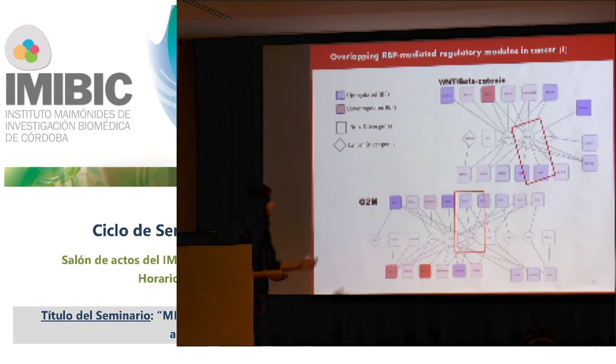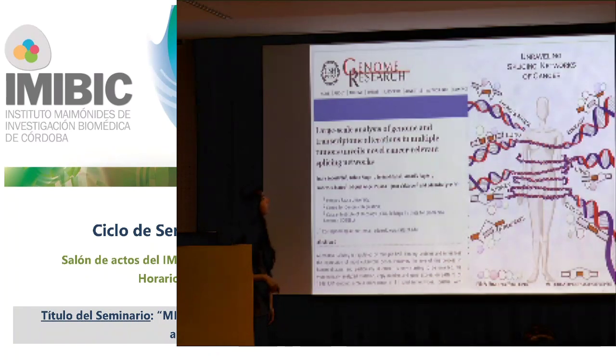Just one example: the NUMA1 gene, known as a proliferation gene in lung cancer, is regulated by Quaking, MBNL1, MBNL2, ESRP2, and these other RNA binding proteins. This study is published in Genome Research. Please feel free to Google and read the study if you want to know more.